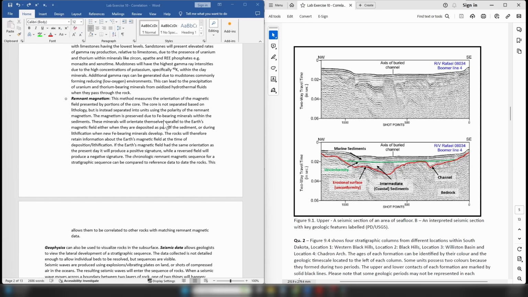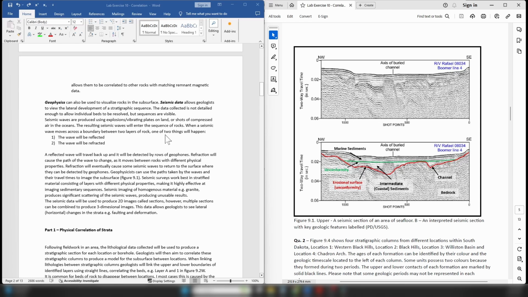And then you can also compare the remnant magnetism to other locations. So you can say, okay, we have a big period of normal polarity, then a short period of reverse polarity, then another big period of normal polarity. Can I see the same thing at the other location? And if you can, great. That means you can correlate those layers of rock together and say that they are the same layer. So those methods will lead to you being able to link distinct layers or packages of layers between locations.